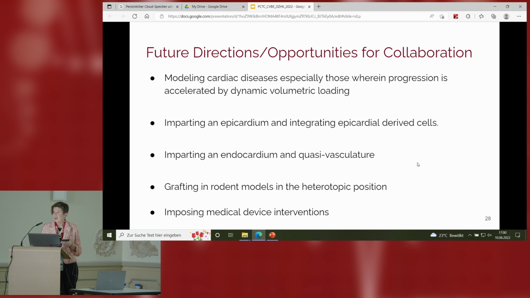So with that, I just want to share some of our future directions where we hope to take this model and just our understanding of cell ECM interactions. We're looking at modeling cardiac diseases, especially those where progression is accelerated by dynamic volumetric loading, like hypertrophic cardiomyopathies. We're also in the process of imparting an epicardium and integrating epicardial-derived cells. We'd like to, in the future, impart an endocardium and quasi-vasculature, kind of building off of Michaela's work. We're also in the process of grafting this in a rodent model in the heterotopic position. And then just taking this talk full circle, we are also imposing medical device interventions, and maybe in subsequent years, I can show you some of the outcomes of those studies, both ablation and cardiac pacing in this context.